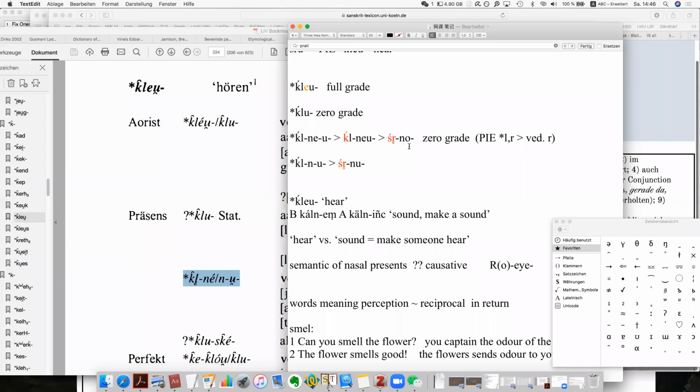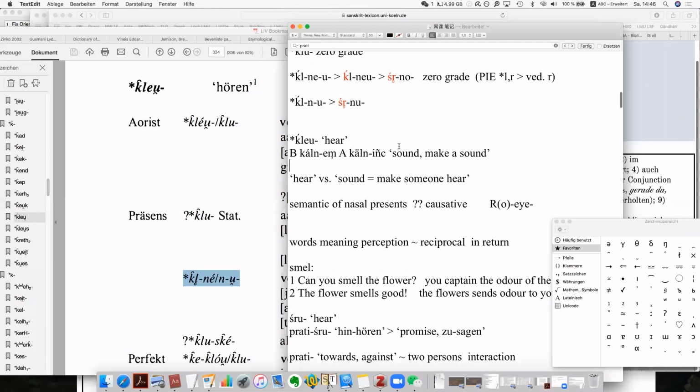There are actually two developments which are important, namely the original palatal turns into a sibilant, kya to a sh, and then the liquid r, l, turns into a single one, because in Sanskrit or in Indo-Iranian, these two liquids turn into a single one. Okay.